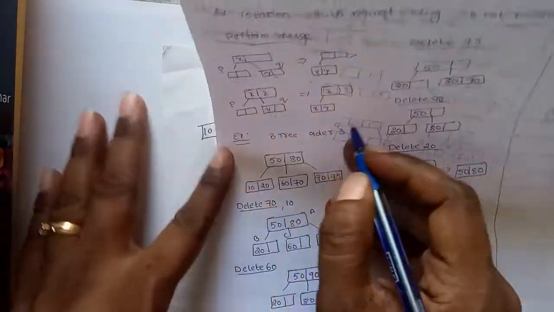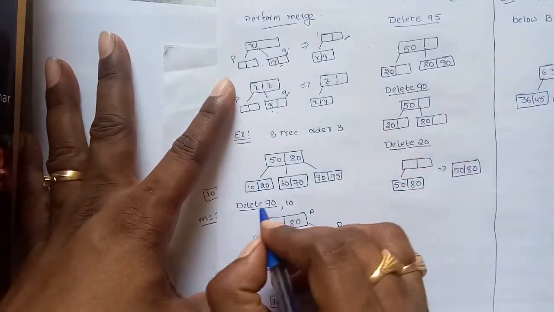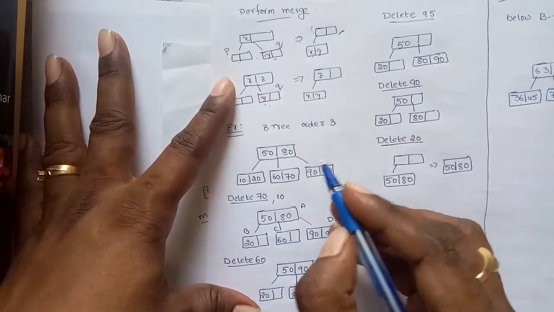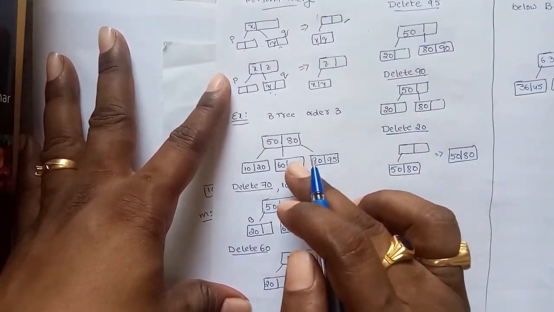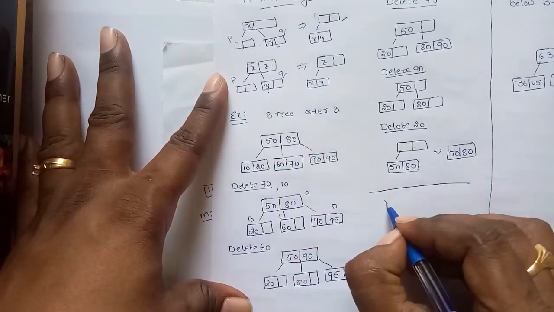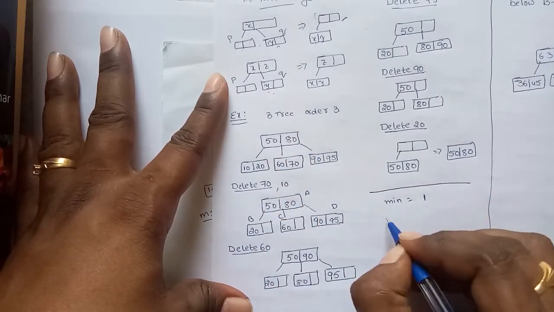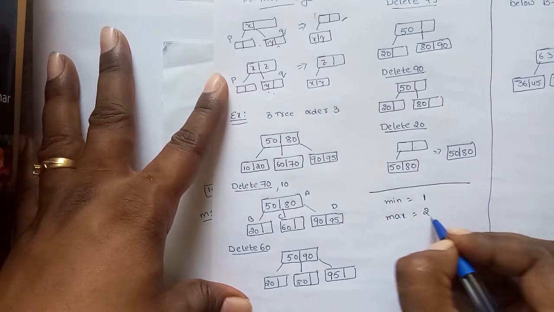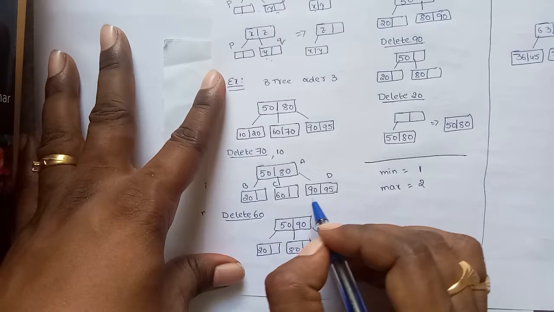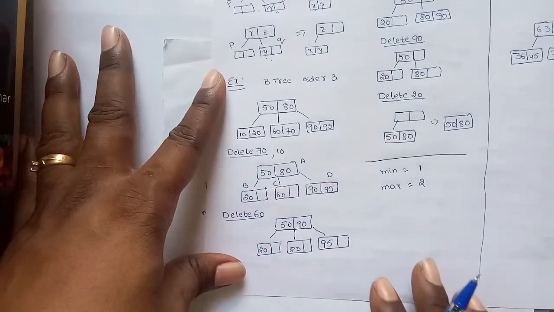Okay. First, B tree of order 3. This is a B tree. Now delete an element 70. What happens? Simply we are deleting the element 70. No problem, because the minimum number of keys is 1. The maximum number of keys is 2. After deleting 70, this is the tree. Now every node satisfies the property.